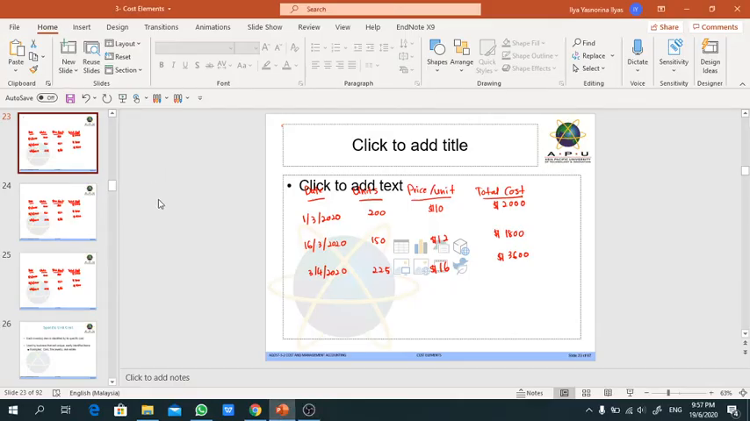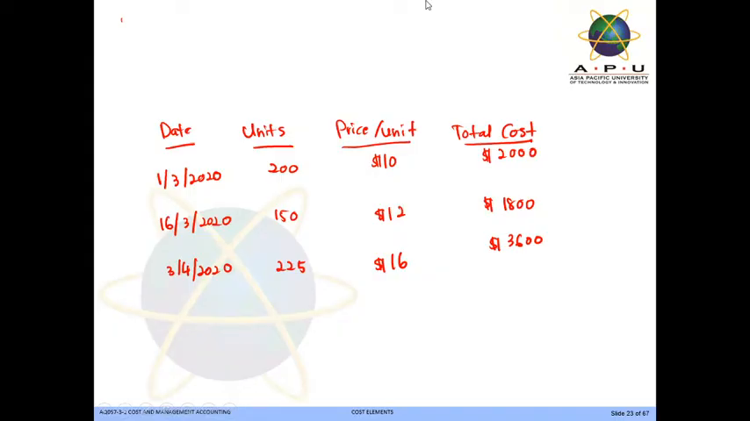Okay, hi students. For today's class, I'm really sure it's a bit rushed, so I can't cover much about FIFO, LIFO, and weighted average cost. So for today, we cover the calculations.